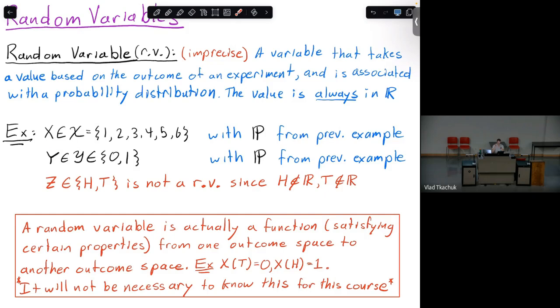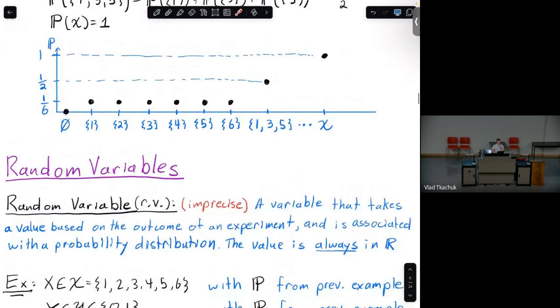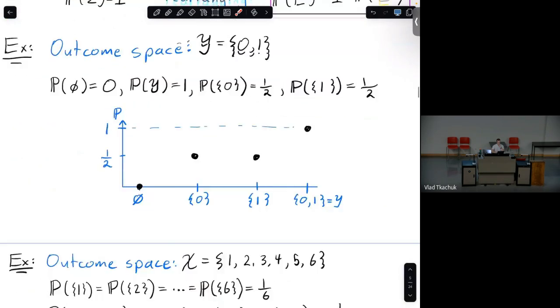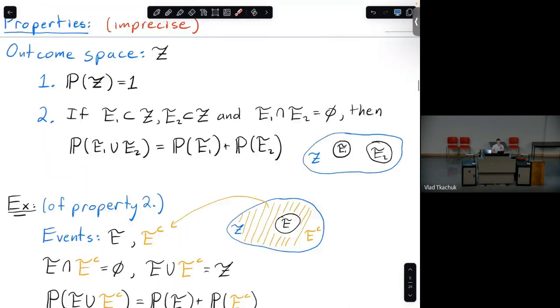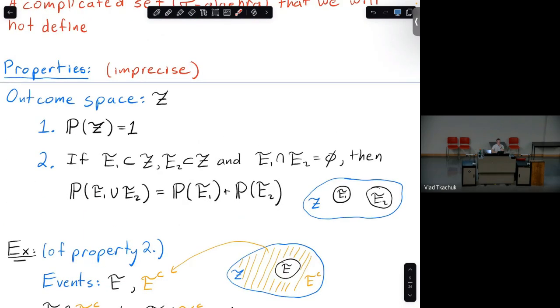Sorry, where is that written? Here? Yeah, so this is just a property that a distribution has.